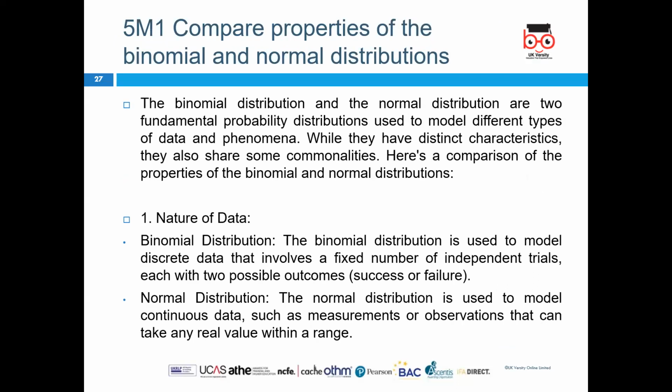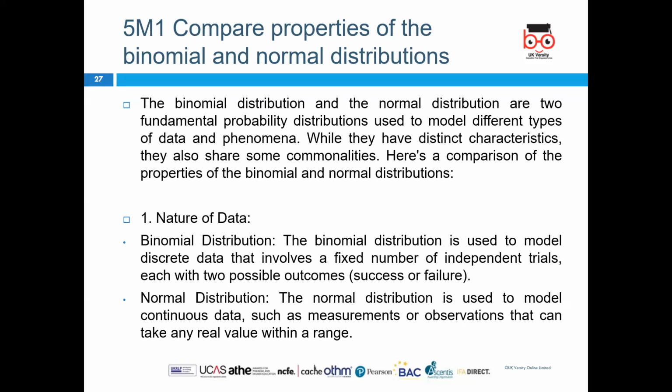So next, we look into the merit criteria for this assignment, which is to compare the properties of the binomial and normal distributions. So the binomial distribution, like you already said, is used to predict a binary outcome, either success or failure, yes or no, that kind of outcome. Whereas the normal distribution is used to model continuous data.